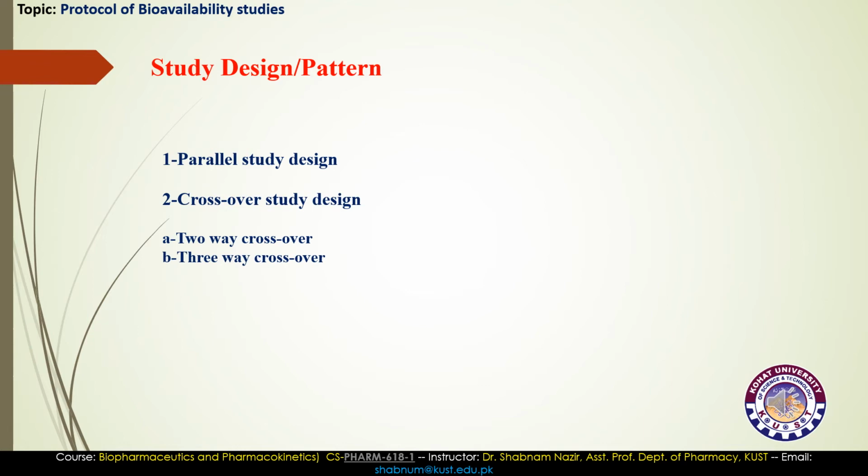Now, coming to the study design or pattern, bioequivalence studies can be conducted in two possible ways. The first way is called parallel study design, while the second one is called crossover study design. Depending upon the number of formulations being compared for their bioequivalence, there are possible ways of conducting the crossover study. It could be a two-way crossover study, or a three-way crossover study, or more than that, depending upon the number of formulations being compared for their bioequivalence.